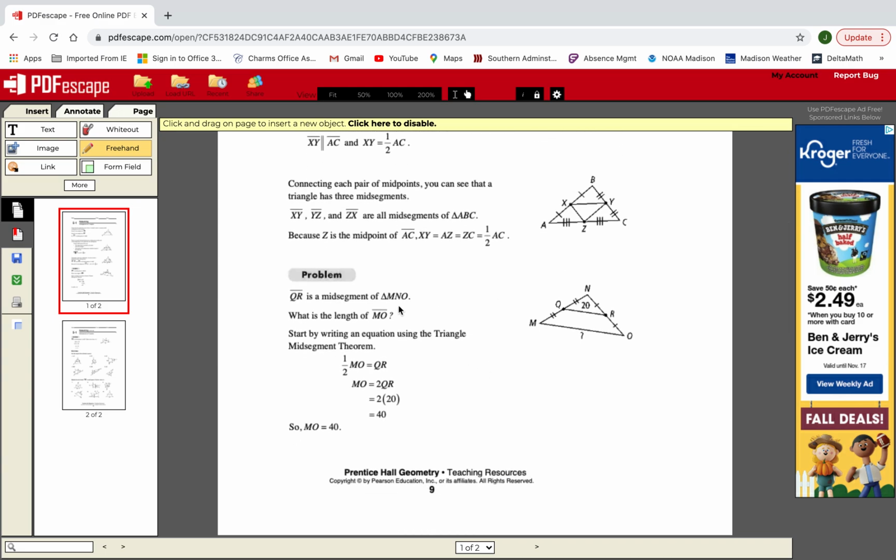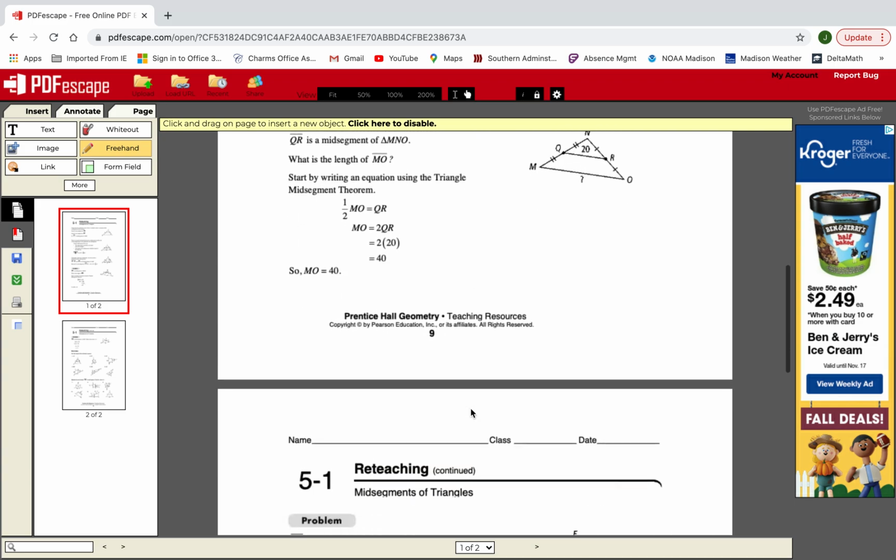So the problem here says that QR is a midsegment of MNO, and it wants to know the length of MO. Well, if QR is a midsegment, that means that it is half the length of the third side of the triangle that it is parallel to. Well, 20 is half of what? 20 is half of 40, so that tells us that MO is 40. And they show you an algebraic version or view of that right there.